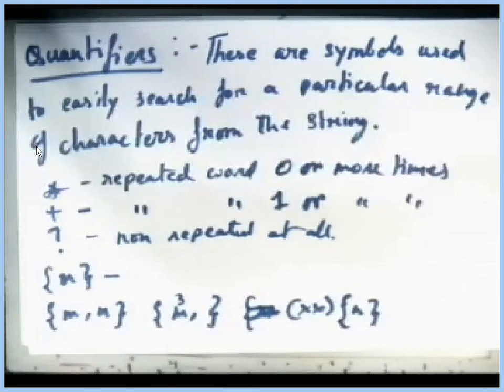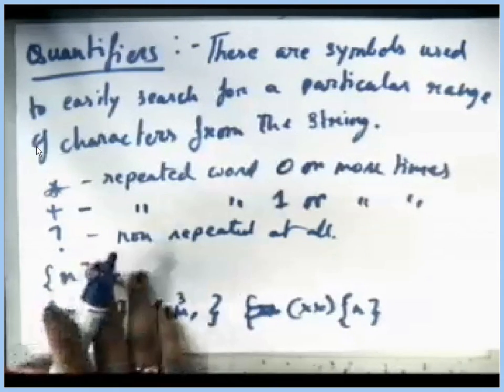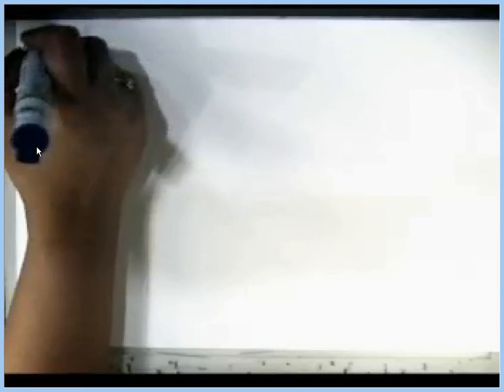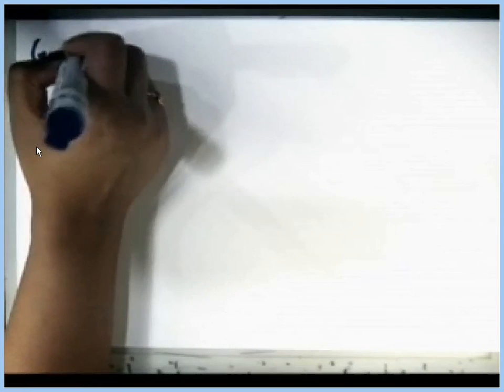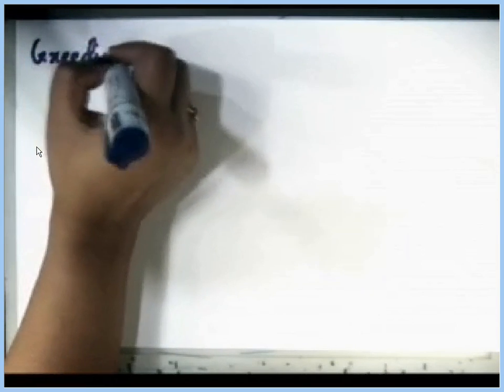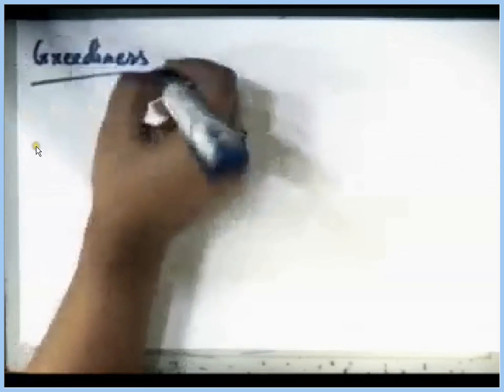But you cannot use quantifiers directly. That's why you have to go with an approach which is called greediness.